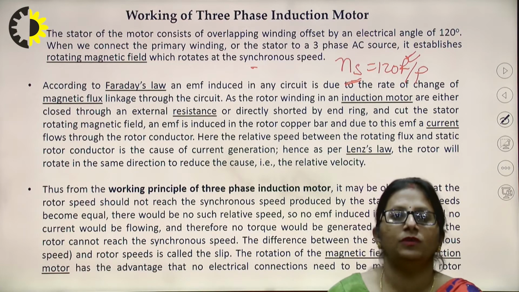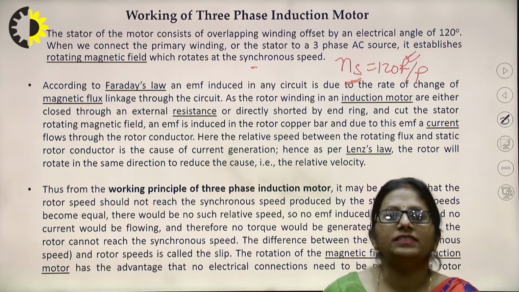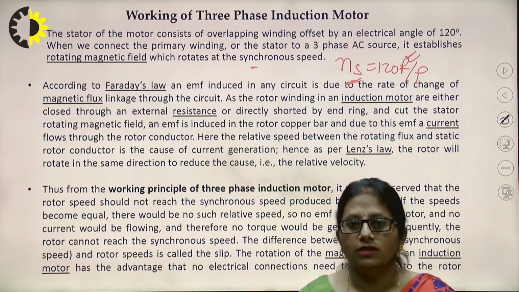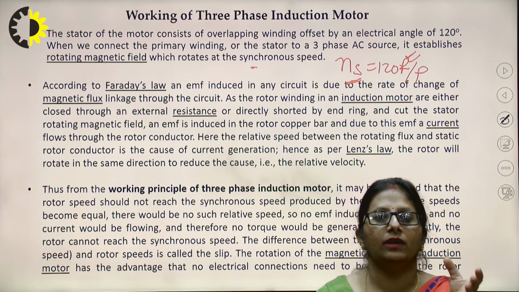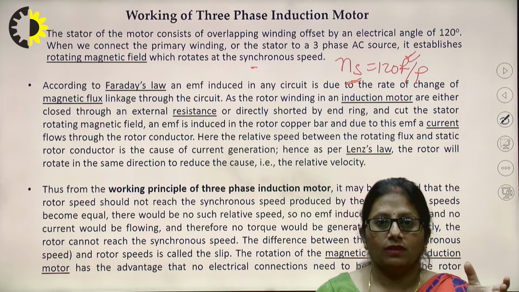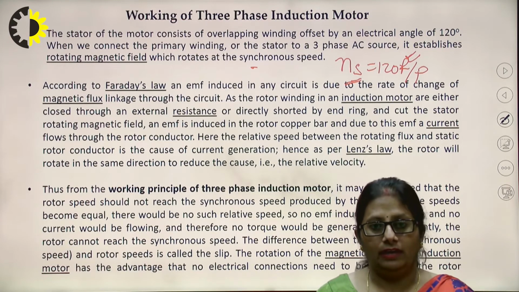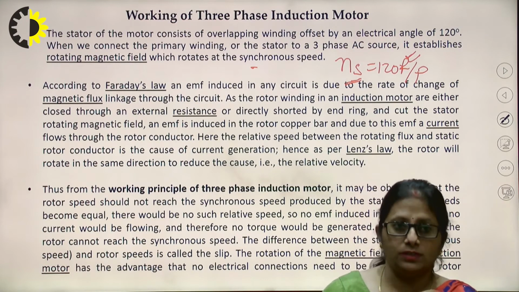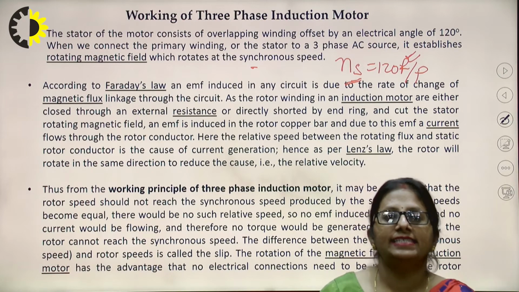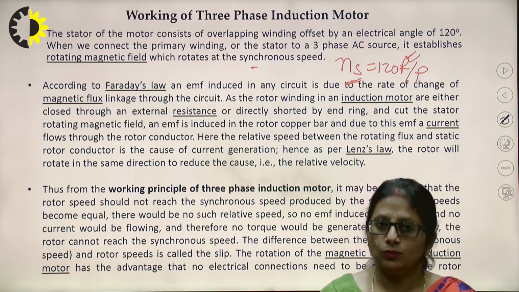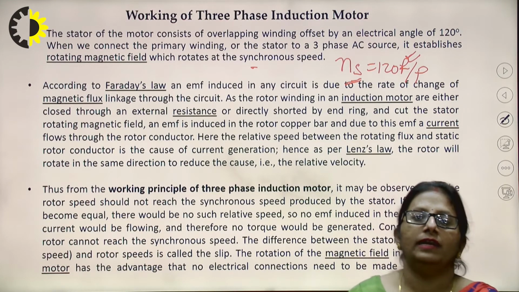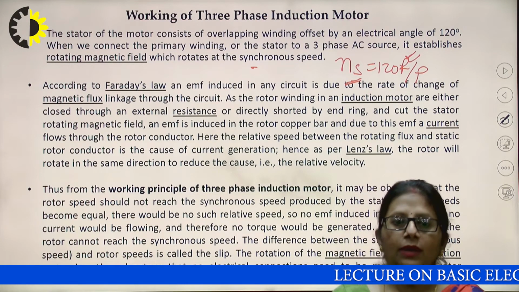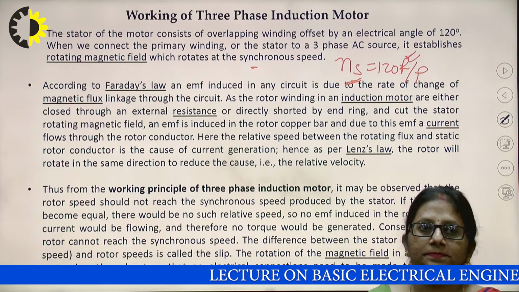So the difference between this stator speed, although the stator is not rotating, it is stationary. So the field which is present over there, what do you call it as? The rotating magnetic field, right, which is rotating at synchronous speed, and this rotor speed, the difference between the two is called slip. The rotation of the magnetic field in an induction motor has the advantage that no electrical connection needs to be made to the rotor. Okay.